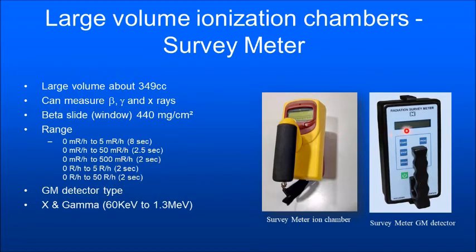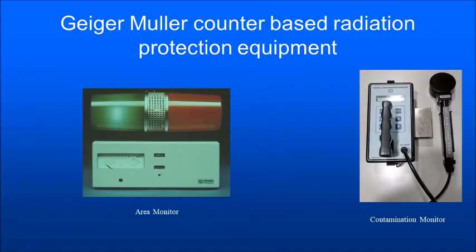The other one you see here is a survey meter with a GM detector, right? It can go for X and gamma radiation of 60 kV to 1.3 MeV. When you want to use it as a contamination monitor or an area monitor where you are supposed to be measuring very, very low level radiation, it is normally based on Geiger-Müller counter. So here you see an area monitor, which has a GM counter inside. Here you see a contamination monitor, which again has a GM detector inside.